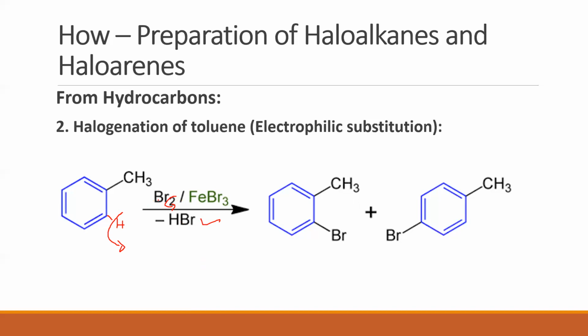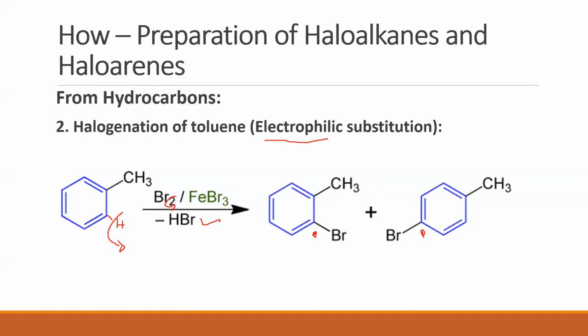What's remaining here? There's one more bromine atom that's remaining. That bromine gets substituted in place of hydrogen. And this can either happen at the ortho position or it can happen at the para position. So you get an ortho product and you get a para product. This reaction is called electrophilic substitution reaction.